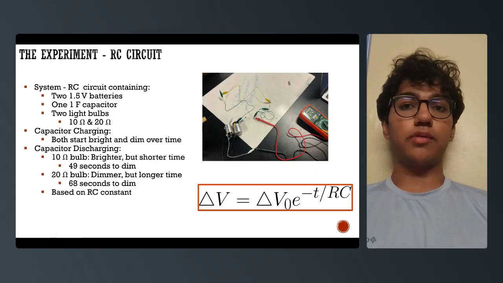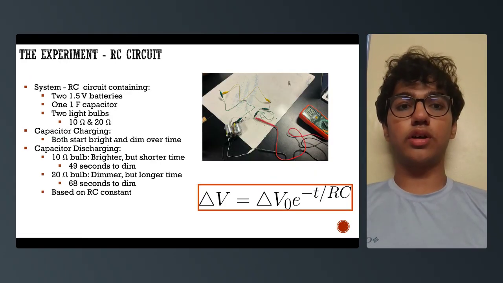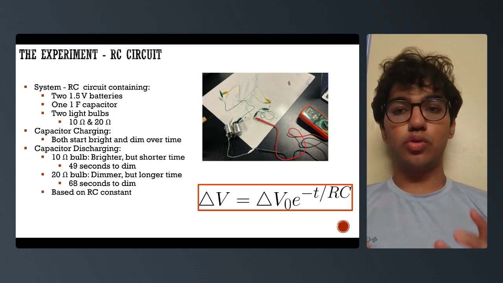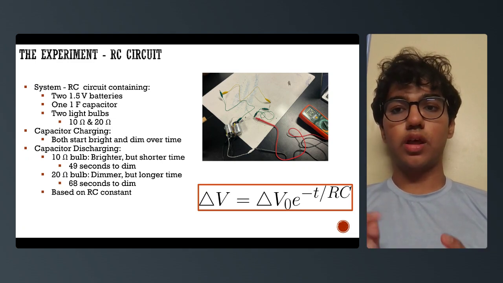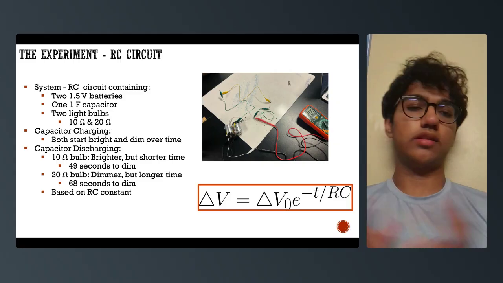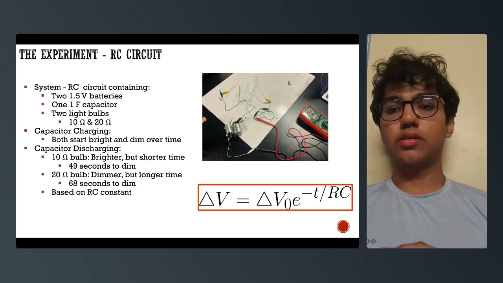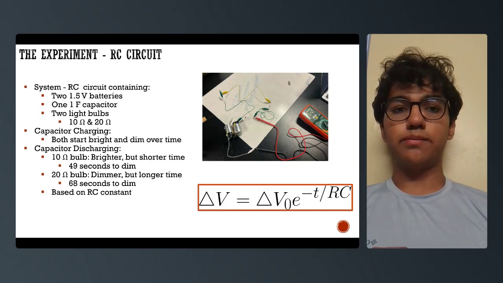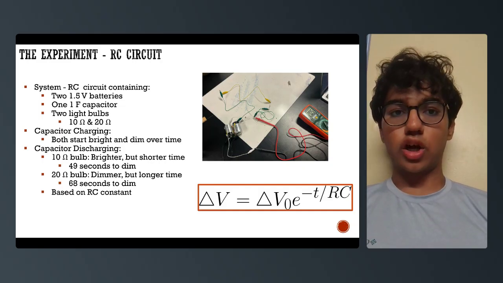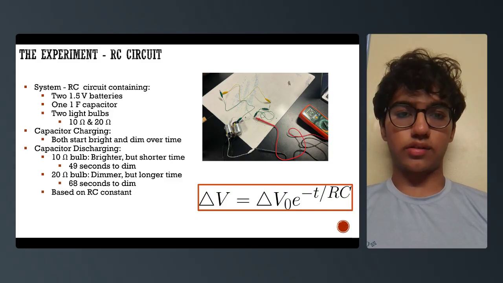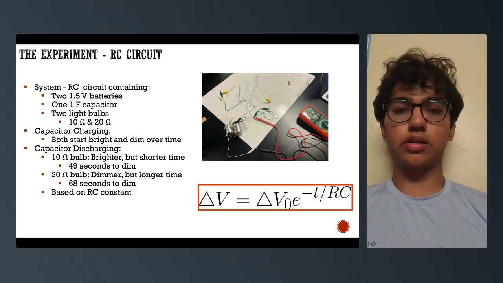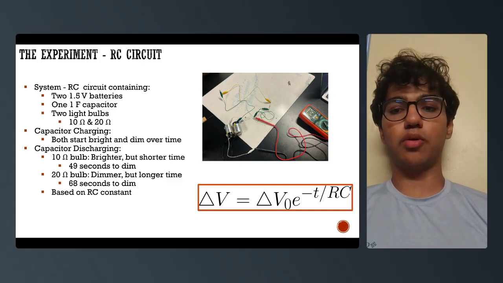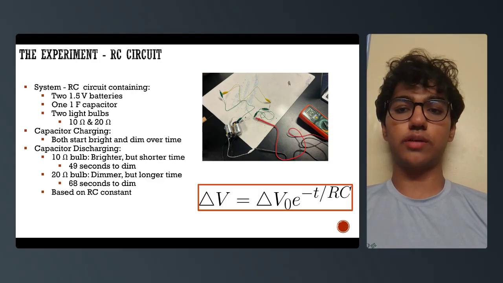The second experiment we did was a simple RC circuit where we had two light bulbs of 10 ohms and 20 ohms with one farad capacitors and the same two 1.5 volt batteries. We first charged the capacitor using the two batteries, and then we disconnected the batteries and the capacitor ran its current over the two light bulbs. The light bulbs would start bright and then dim over time, which suggests the capacitor discharging.